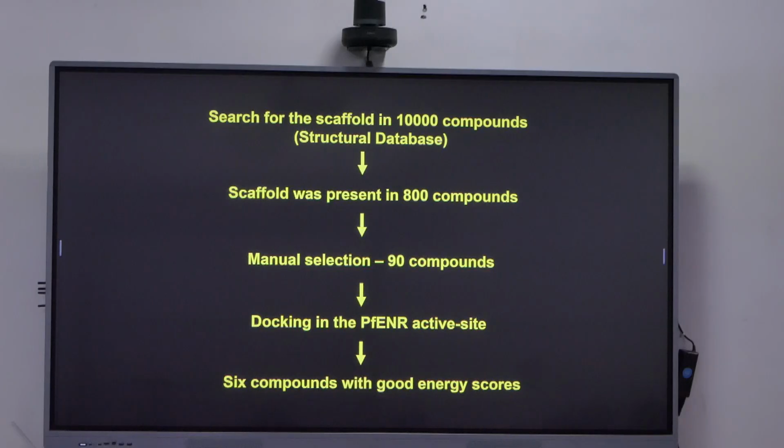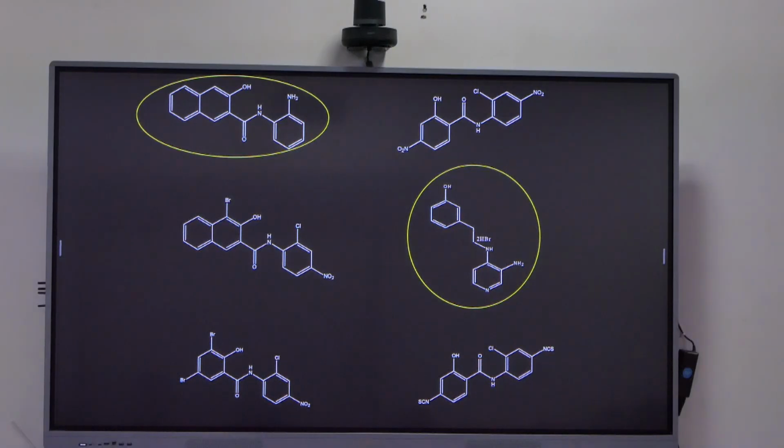So selected manually 90 compounds, and now these 90 compounds were docked into the active site of the PFENR, and finally 6 compounds with best energy scores were selected. These were the 6 compounds, right? Triclosan was having 2 ring structures. Here we got naphtha ring and 1 hexa ring, right?